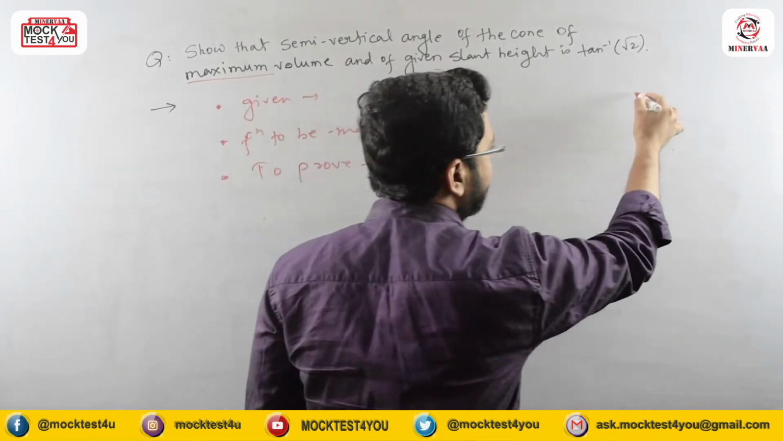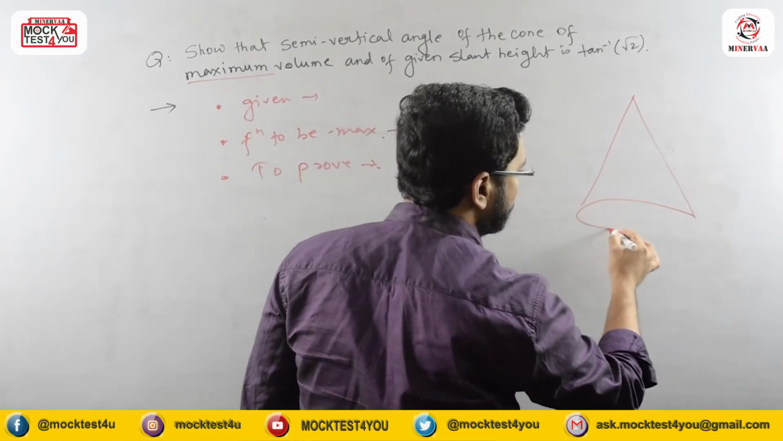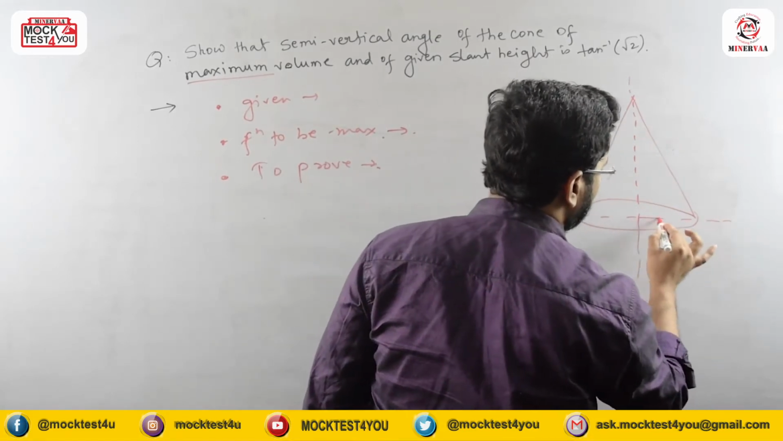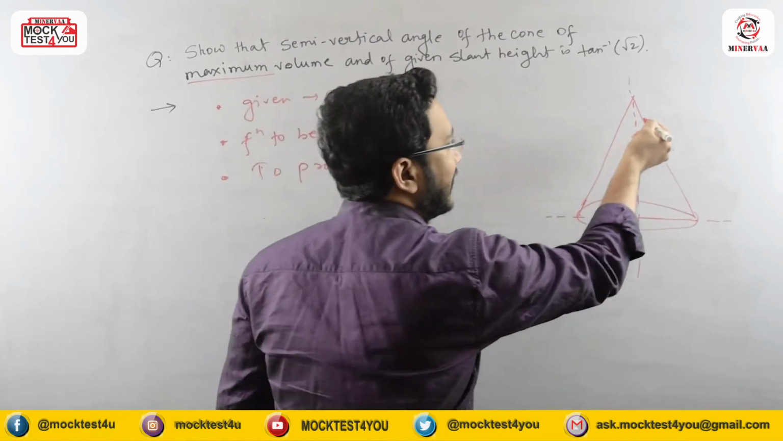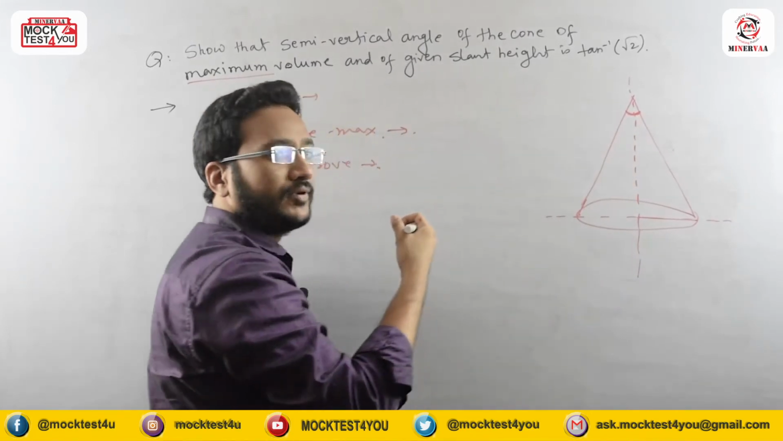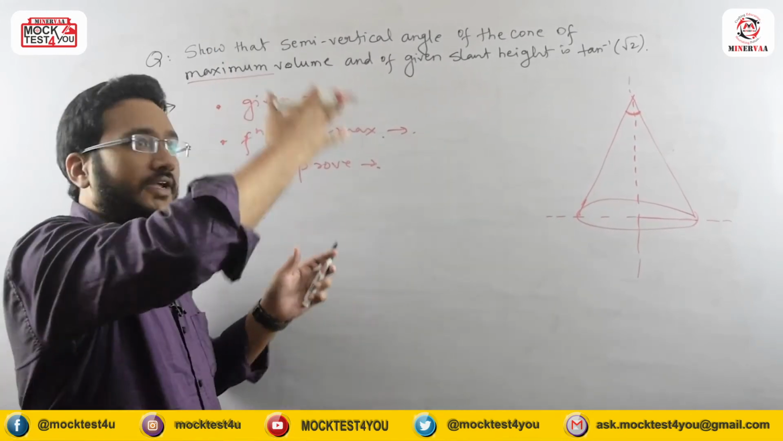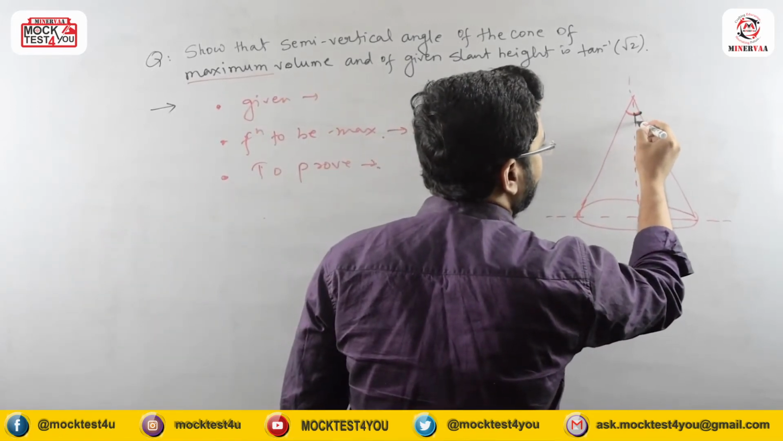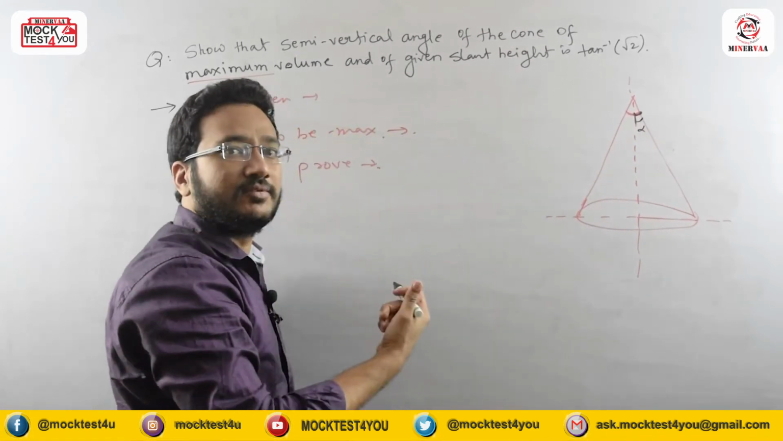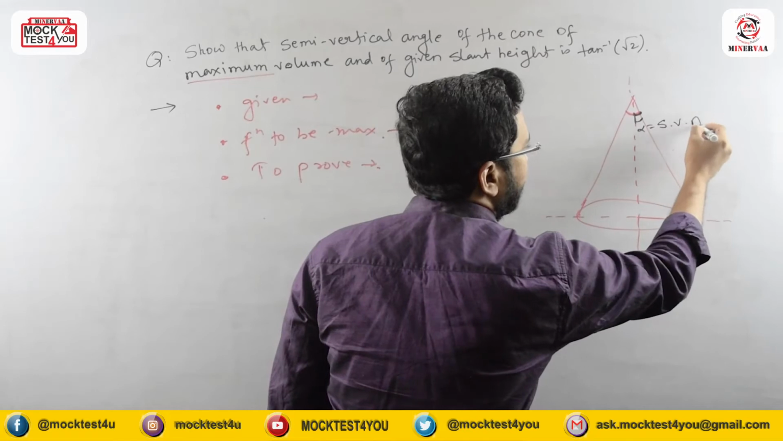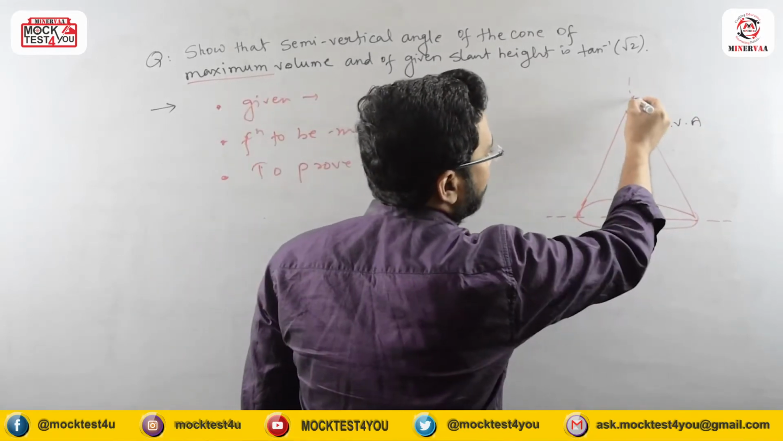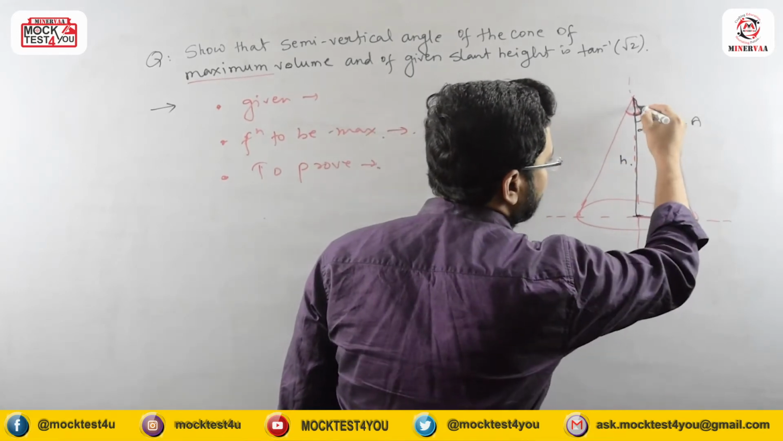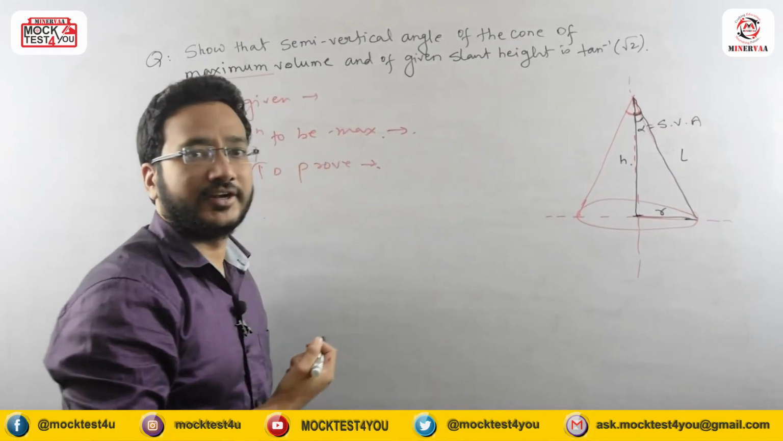If you see the cone here, this is the cone shape, this is the vertical line, and this is the horizontal line. The whole angle from here to here is called the vertical angle. If you make it half, it becomes the semi-vertical angle. So let's take this angle, from here to here, as alpha. Alpha is the semi-vertical angle. Now in the cone, this is the height, this is the radius, and the slant portion is nothing but the slant height.